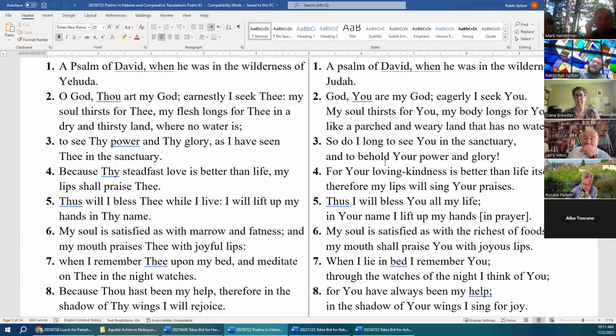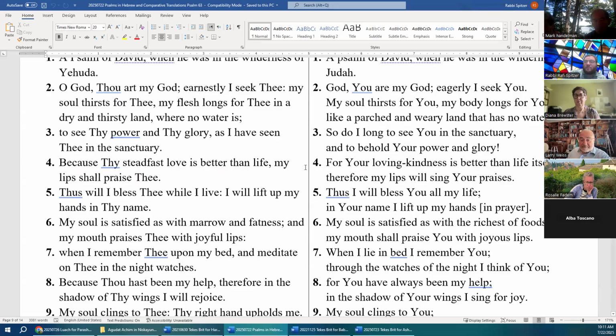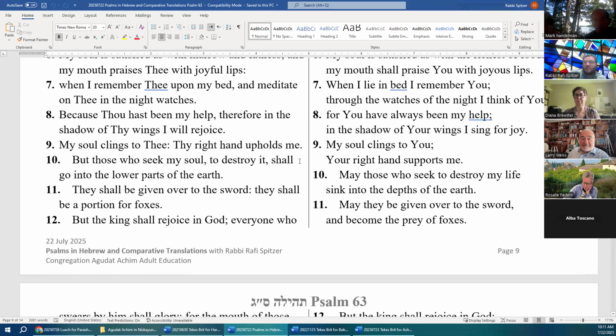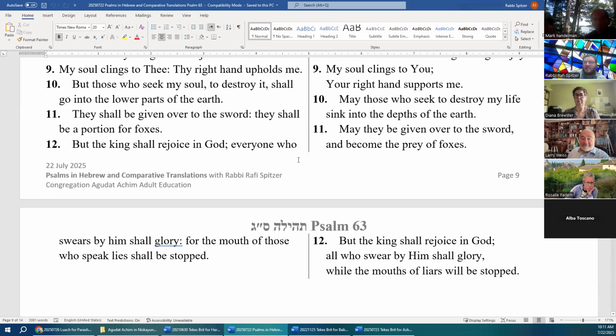My soul is satisfied as with the richest of foods. My mouth shall praise you with joyous lips. When I lie in bed, I remember you. Through the watches of the night, I think of you. For you have always been my help. In the shadow of your wings, I sing for joy. My soul clings to you. Your right hand supports me. May those who seek to destroy my life sink into the depths of the earth. May they be given over to the sword and become the prey of foxes. But the king shall rejoice in God. All who swear by him shall glory, while the mouths of liars will be stopped.